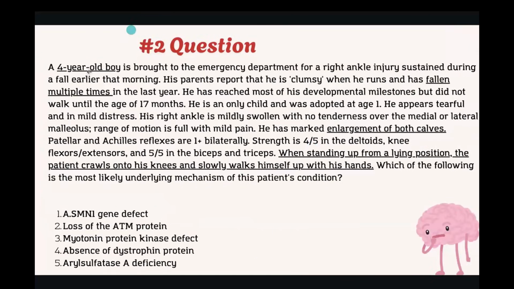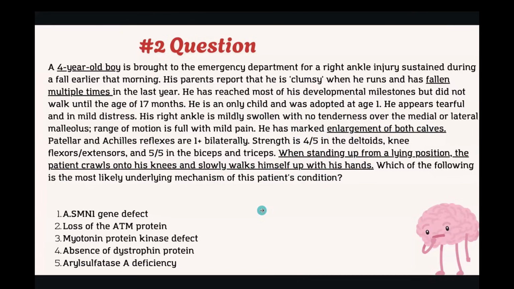Next question. A 4-year-old boy is brought to the emergency department for right ankle injury. The mother said that he has fallen multiple times in the last year. He has reached most of his developmental milestones but did not walk until the age of 17 months. He is the only child that was adopted at age 1. He has marked enlargement of both calves. When standing up from lying position, the patient crawls onto his knees and slowly walks himself up with his hands.